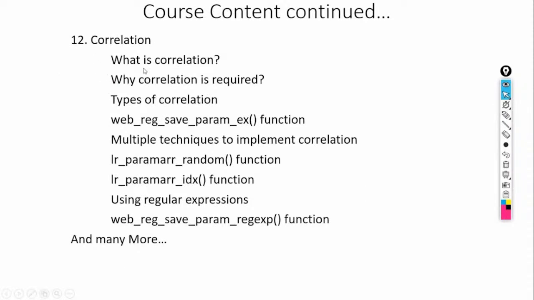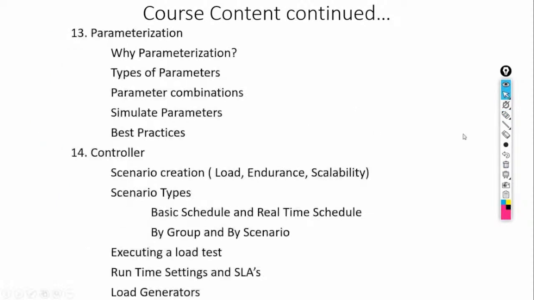Then what is correlation? A very very important concept. This we'll discuss for 3 to 4 sessions. It is that important that if you don't know how to correlate, then probably you end up not doing any scripting. It's that important. And then you have parameterization, which we'll discuss for 3 sessions, where it's all about passing different sorts of test data to the script, instead of passing the same test data again and again.